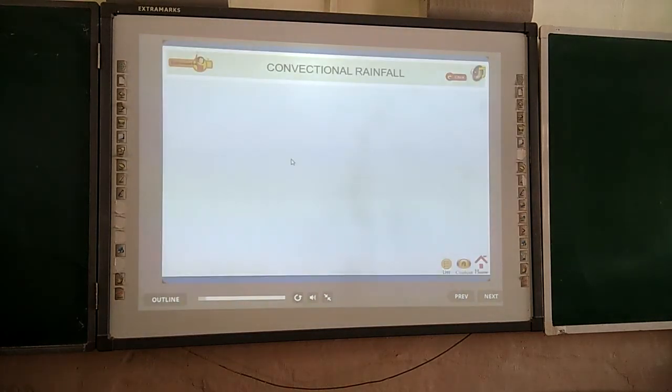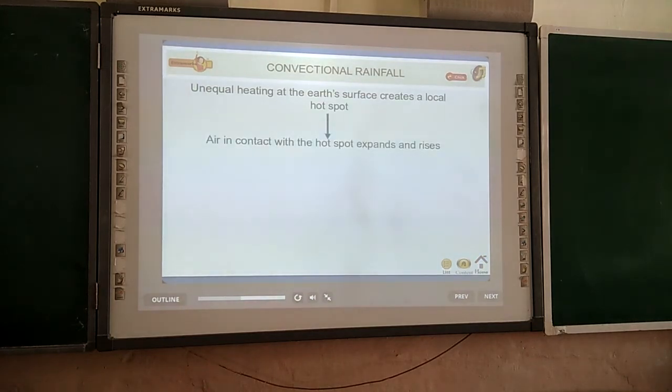Convectional rainfall occurs through the following processes. Unequal heating at the surface of the earth creates a local hot spot. Air in contact with the hot spot expands and rises. The rising air cools to dew point temperature. Clouds form and precipitation takes place.